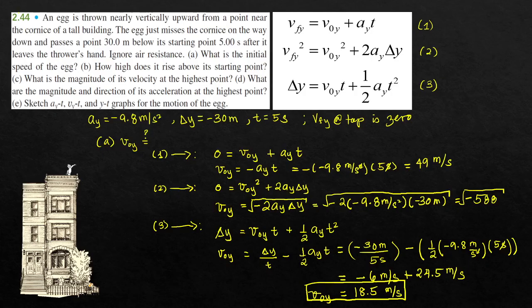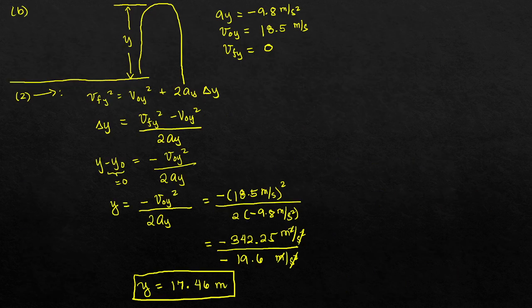Now what's next? We are asked for the magnitude of the velocity at the highest point. So as we can see, as it goes up, the velocity slows down, and when it reaches the maximum height, the velocity actually becomes 0. Velocity at top is actually 0.